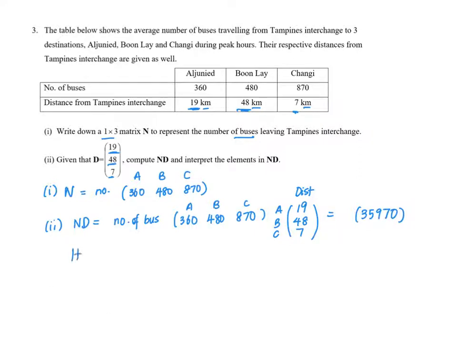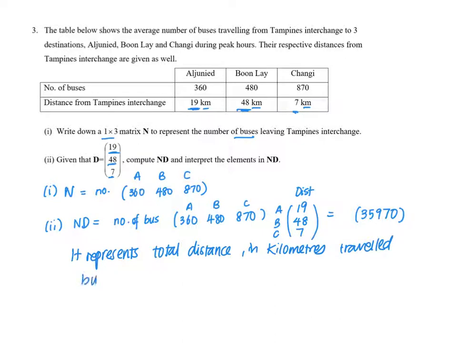So interpret the elements in D. It represents the total distance in kilometers traveled by all the buses in Tampines Interchange. Have you gotten the answer?